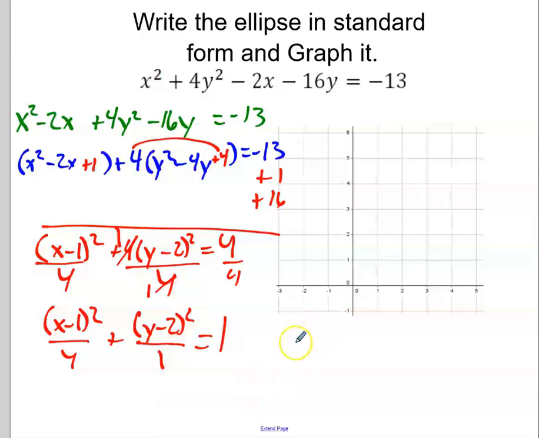And then it's graphing. Your center is at 1, 2. And then underneath the x's is 4, which is 2 squared. So that's left 2, right 2. Underneath the y's is 1, which is just 1 squared. So up 1, down 1. Draw your ellipse. And that is it for this first part of the section.